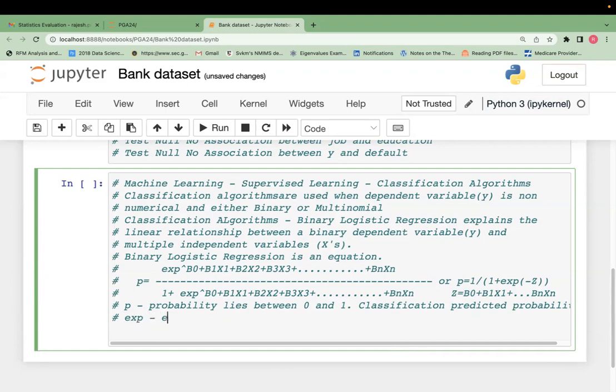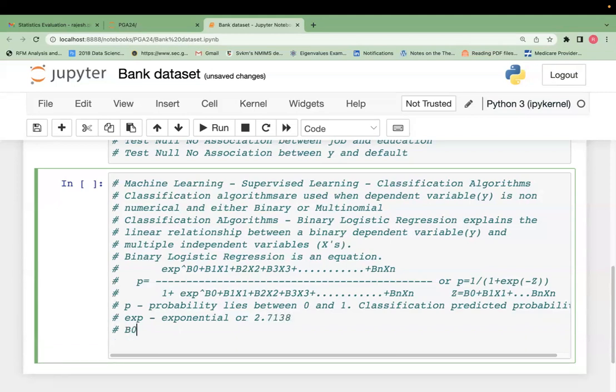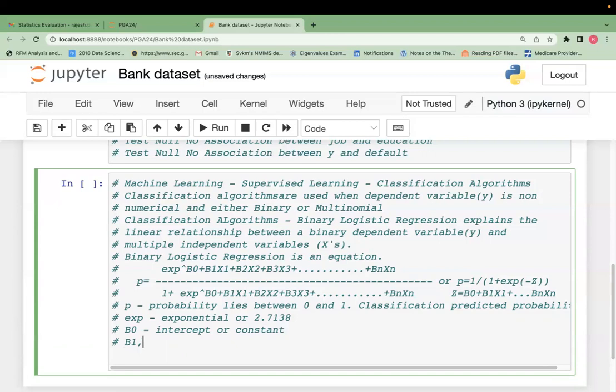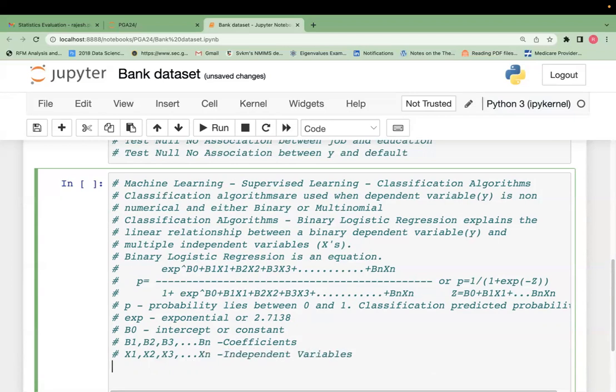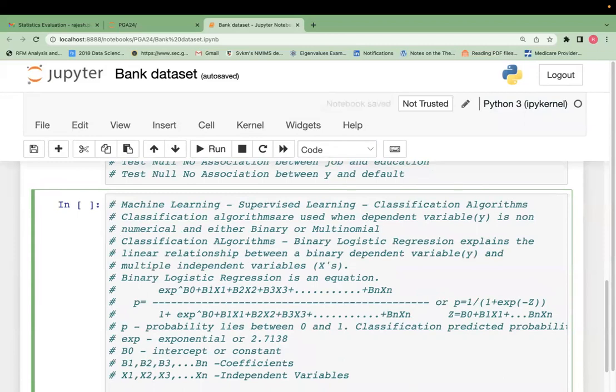EXP is the exponential, which is 2.718 something. B0 is the intercept. B1, B2, B3 till Bn, we call them coefficients. X1, X2, X3 till Xn, we call them independent variables. So this is the equation of binary logistic regression. So we get predicted probability.